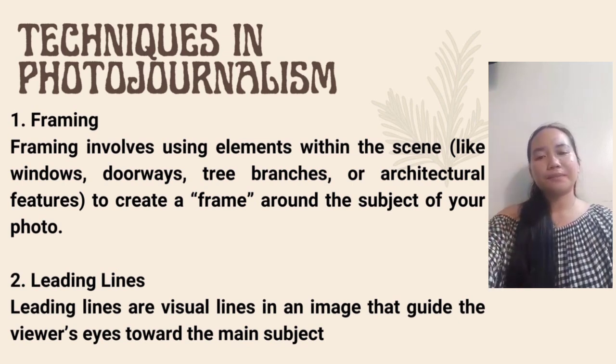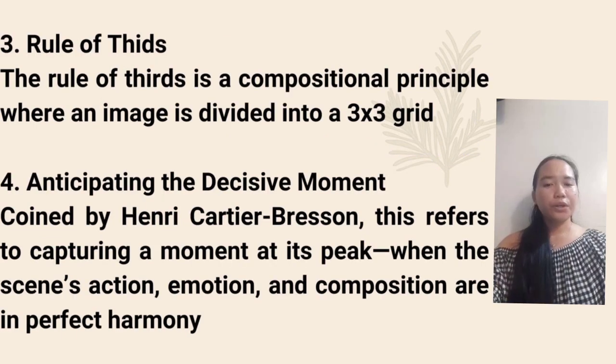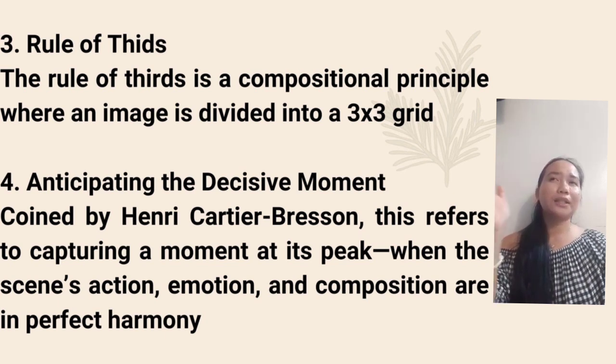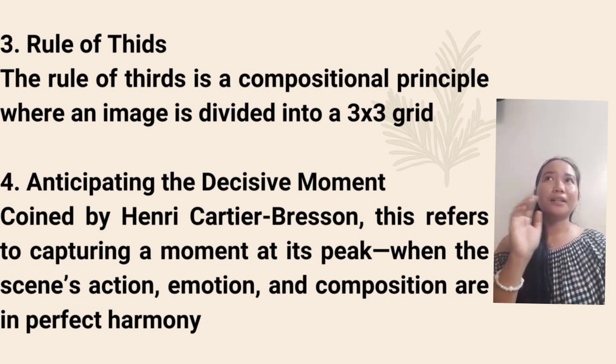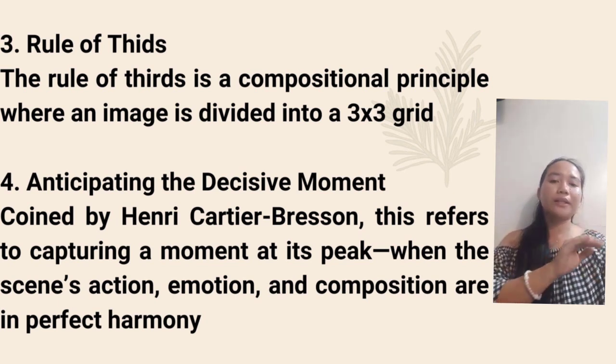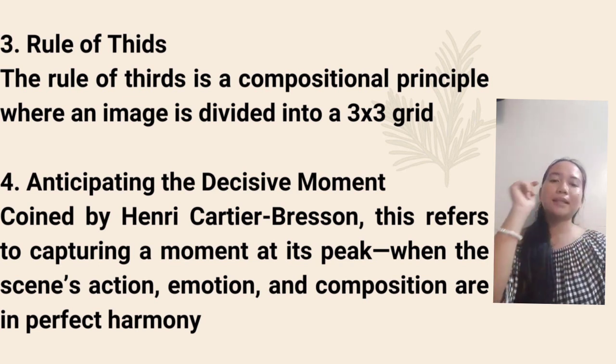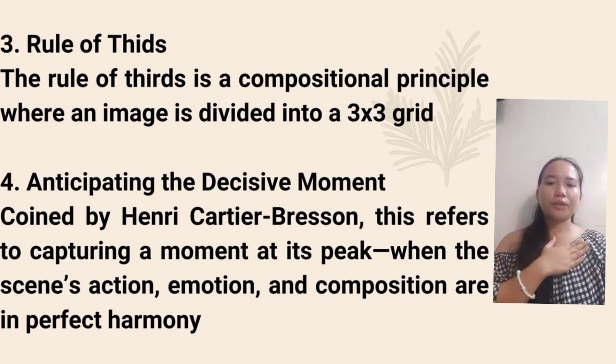So that's it. For the third one, we have the rule of thirds. The rule of thirds is a compositional principle where an image is divided into a 3x3 grid. The key elements of the photo are placed along the grid lines or their intersections to create balance and visual interest. Why does the rule of thirds matter in photojournalism?